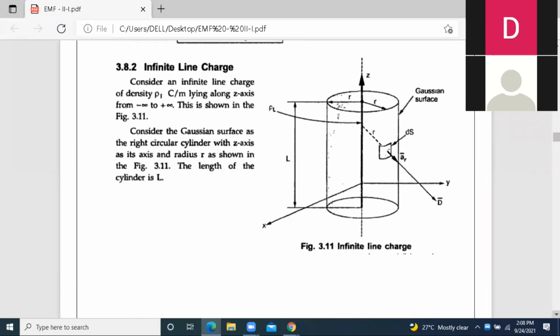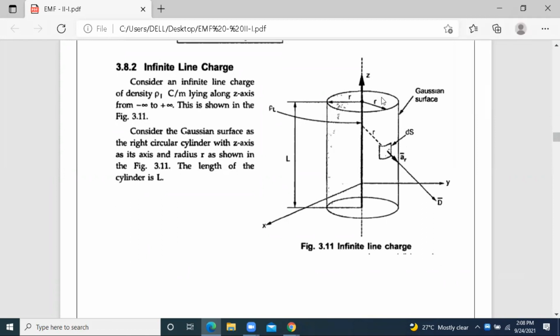Here's the same problem, but using Gauss' law. The first thing you do, you make a Gaussian surface. So here is your Gaussian surface, a cylinder. The simplest one to choose is the cylinder.